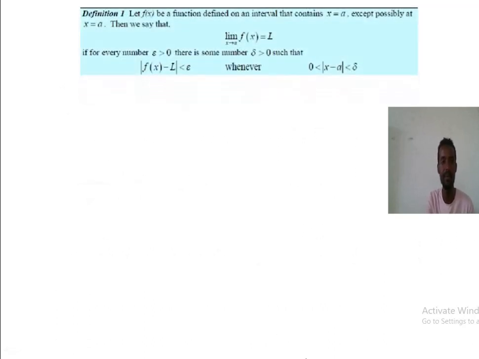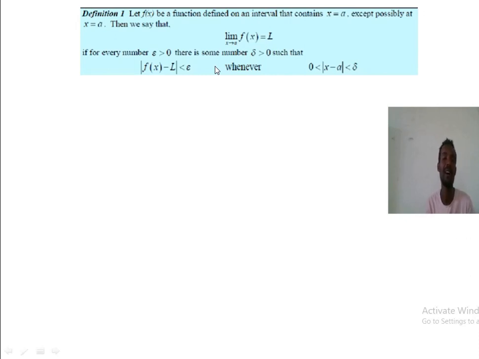In other words, we can define it like this. Let f of x be a function defined on an interval that contains x equals A, except possibly at x equals A. Then we say that the limit of f of x as x goes to A is L if for every number epsilon greater than 0, there is some number delta greater than 0, such that the absolute value of f of x minus L is less than epsilon whenever 0 is less than the absolute value of x minus A, which is less than delta.